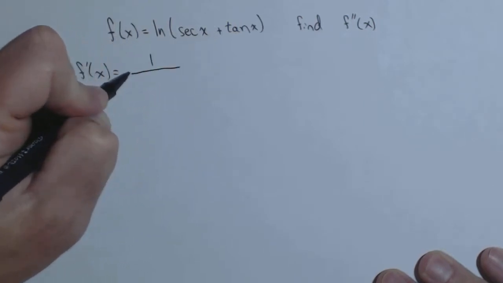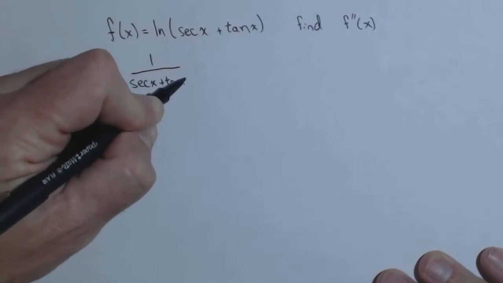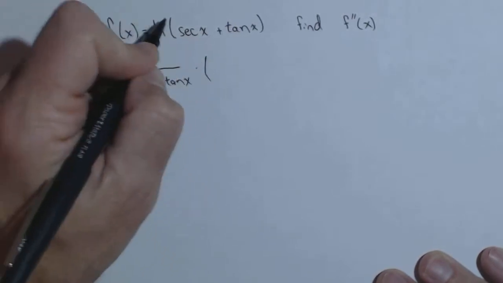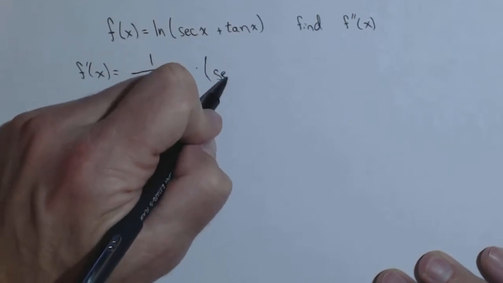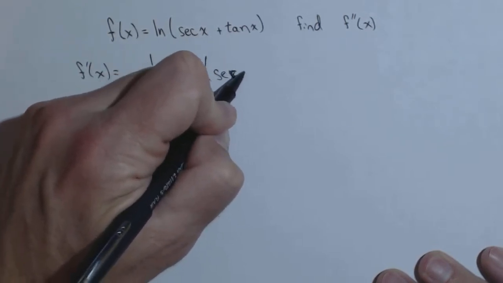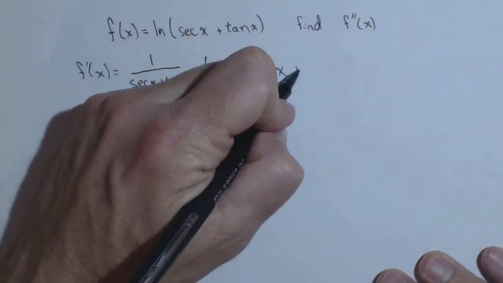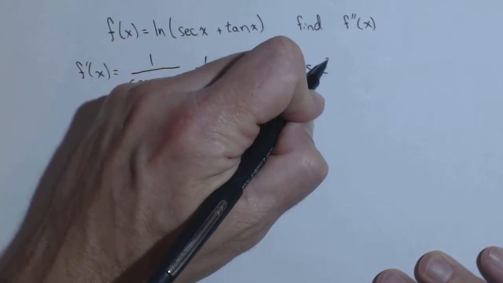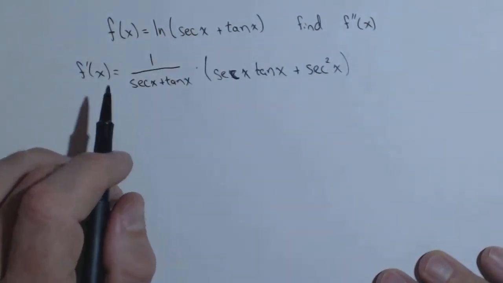So it's 1 over whatever we're taking the natural log of, secant x plus tangent x in this case, times the derivative of the inside. Derivative of secant x is secant x tangent x, and the derivative of tangent x is secant squared x. So those are some of our derivative rules.